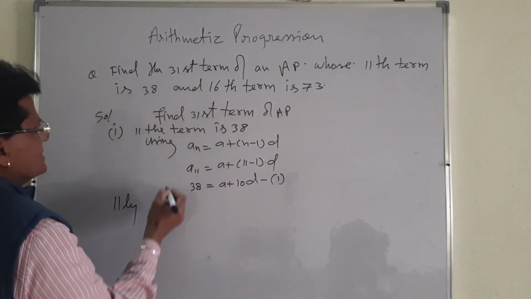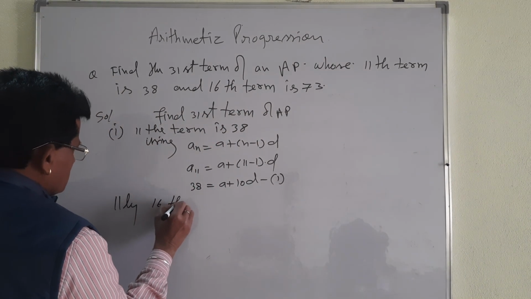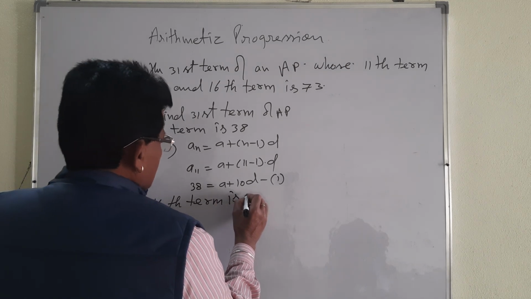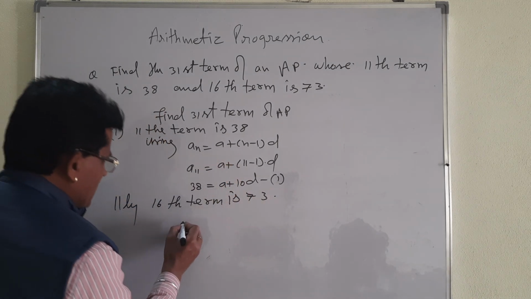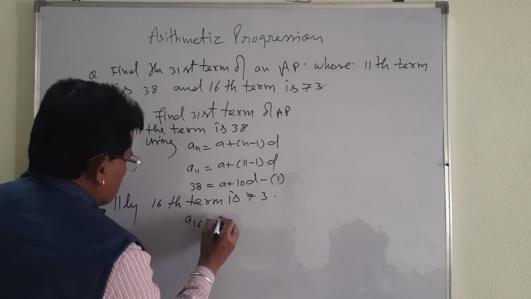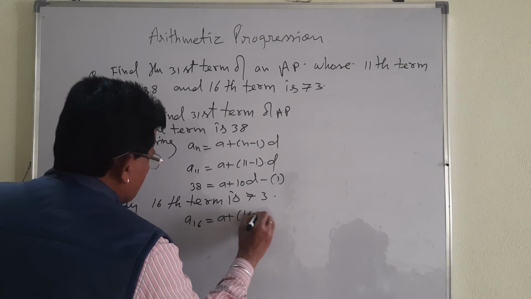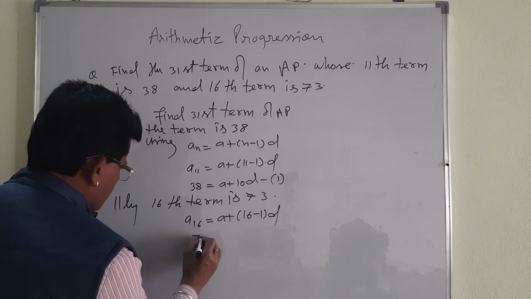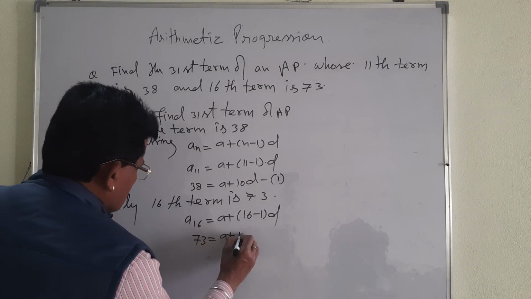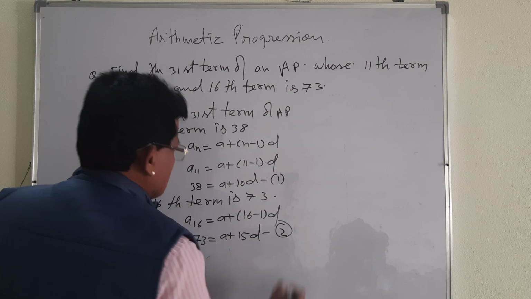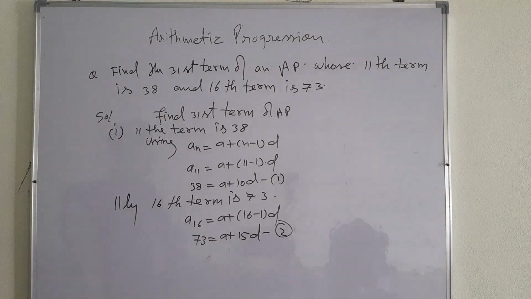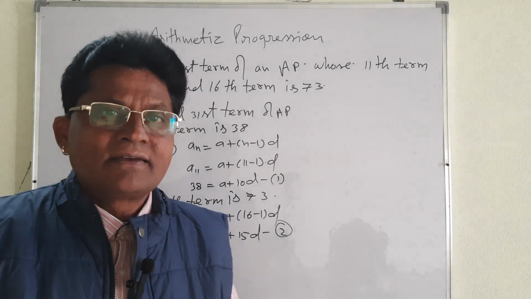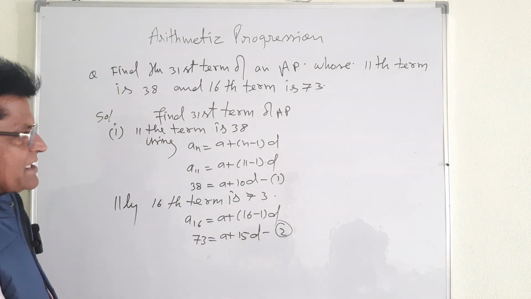Similarly, the 16th term is 73. Using the same formula, A16 will be equal to A plus (16 minus 1) into D. A16 is 73. It will be equal to A plus 15D. Second equation. We have formed two equations in the form of A and D. Now find the value of A and D, and easily you may get the arithmetic progression.